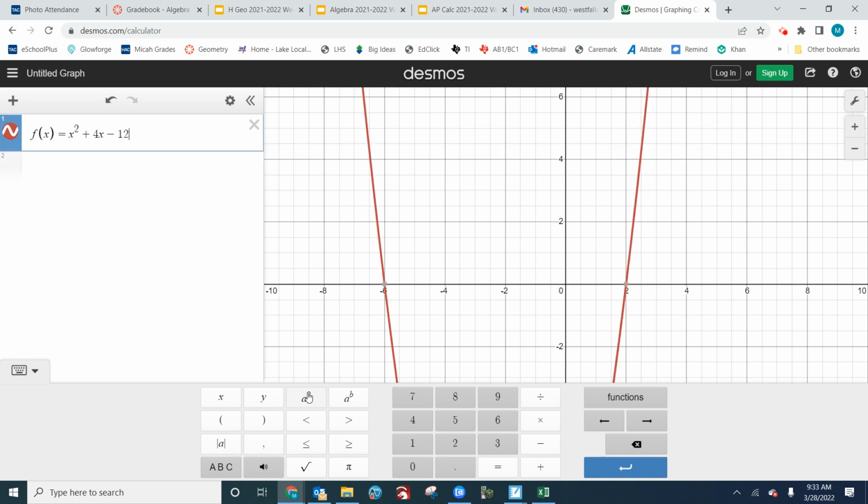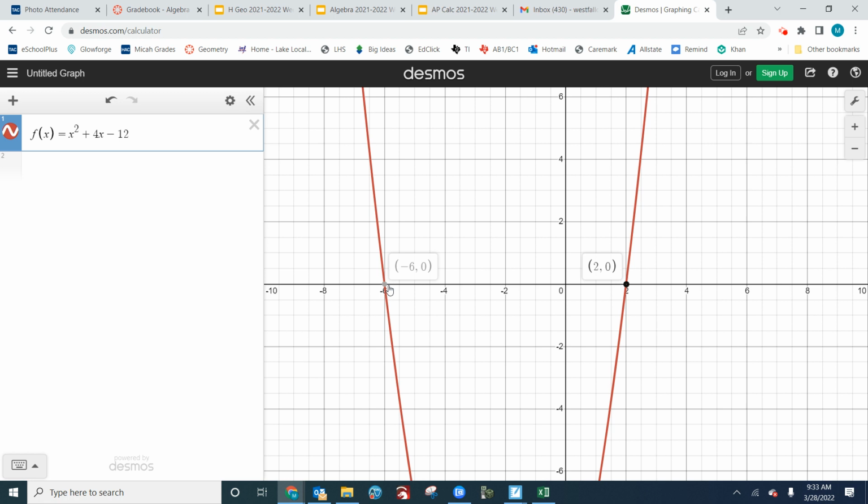Okay, so guys, what's nice about this is you can click on these intersections. It'll tell you the answer. That'll come in handy in a little bit because they're not going to be nice answers. There's going to be some decimals involved. So what do I write for my answer here, guys?